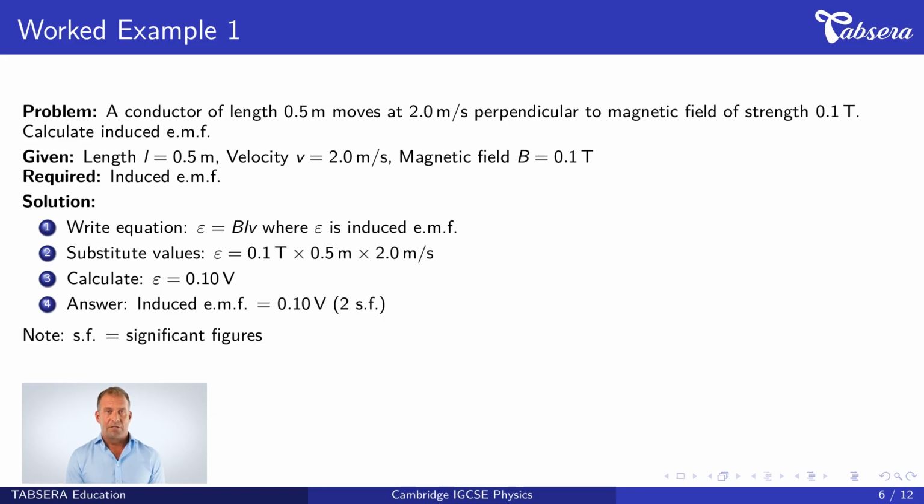Step 1. Write the equation. We use the motional EMF formula, which is epsilon equals BLV, where epsilon is induced EMF, B is magnetic field strength, L is length, and V is velocity. Step 2. Substitute the values. We write epsilon equals 0.1 Tesla times 0.5 meters times 2.0 meters per second. Step 3. Calculate. 0.1 times 0.5 times 2.0 equals 0.10. Step 4. State the answer. The induced EMF is 0.10 volts to two significant figures.